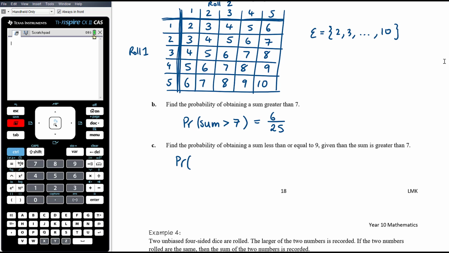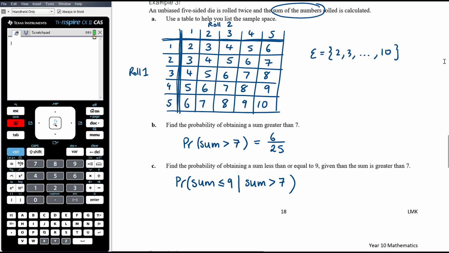So we want the probability that the sum is less than or equal to 9, given that the sum is greater than 7. Okay, so given that the sum is greater than 7, so given that we are only looking at these 6 outcomes, what is the probability that the sum is less than or equal to 9? Okay, there are actually 5 out of those 6 outcomes that are less than or equal to 9.